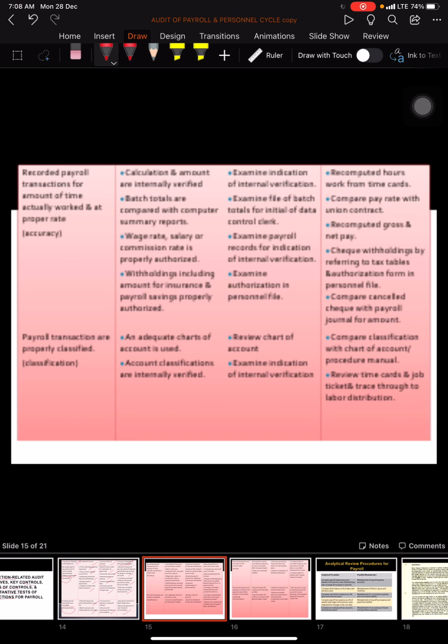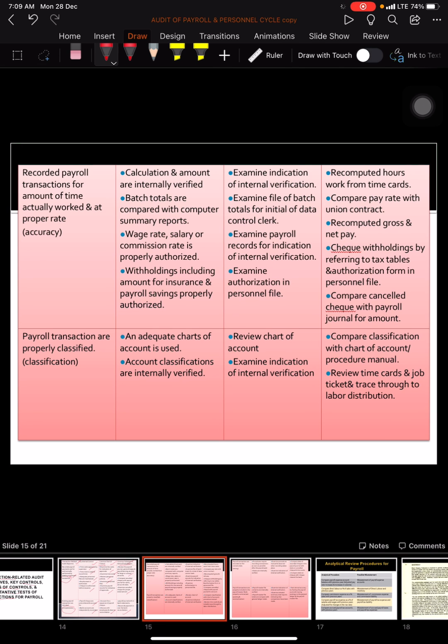So here is accuracy, to make sure that all the payroll transactions for the amount of time actually worked are at a proper rate. And this one is for classification.